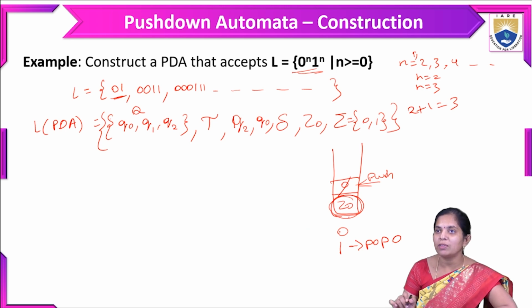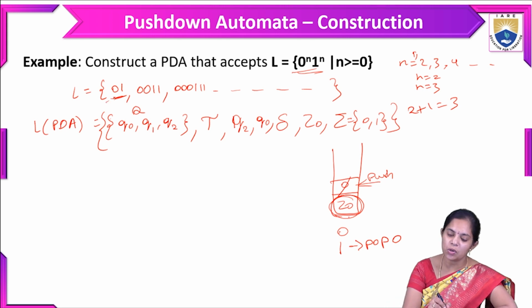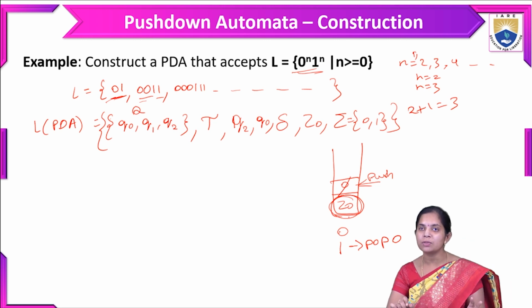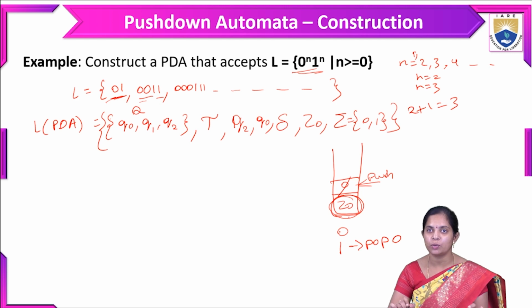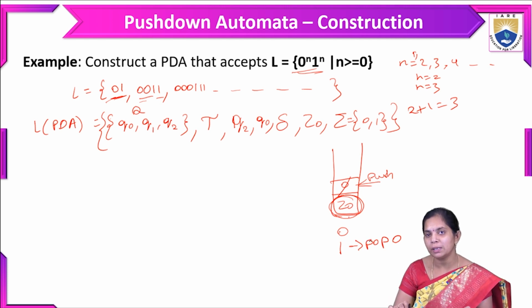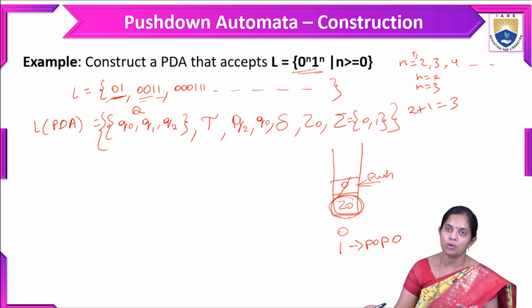So here the language says 0 power n and 1 power n. So the 0s are followed by 1s: n number of 0s followed by n number of 1s. So how many 0s we are pushing, that many 1s appear, and we have to pop the 0s. That is the condition we have to follow for the pushdown automata. For this condition, how do we construct a pushdown automata?